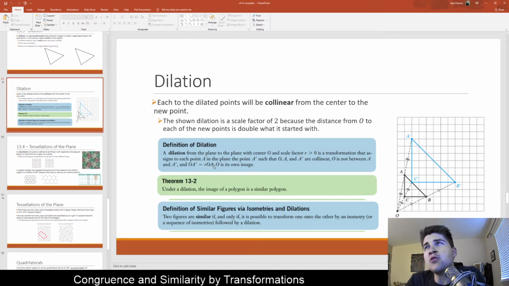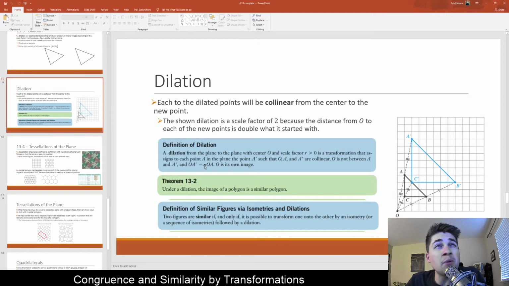So a dilation from the plane to a plane with center O and a scale factor r greater than 0 is a transformation that assigns each point A to a new point A' such that O, A, and A' are collinear, O is not between them, and OA' is equal to r times OA, where r is basically the scale factor, meaning that the new length is equal to the multiplier.